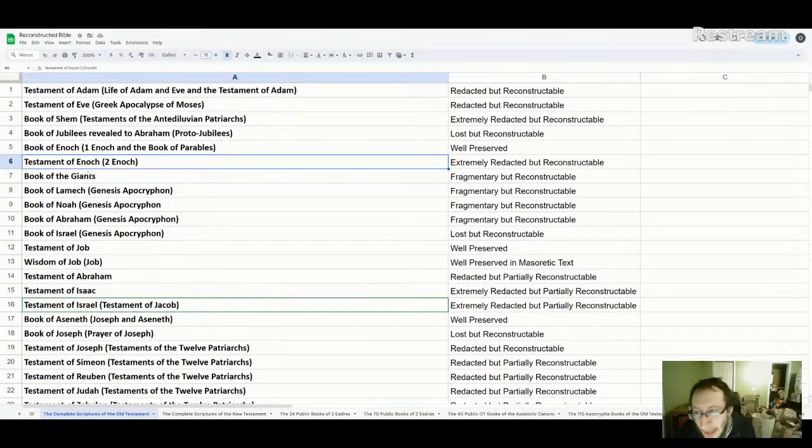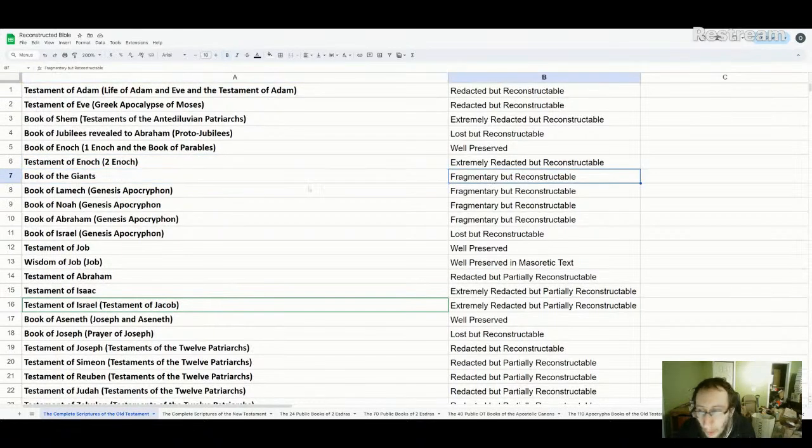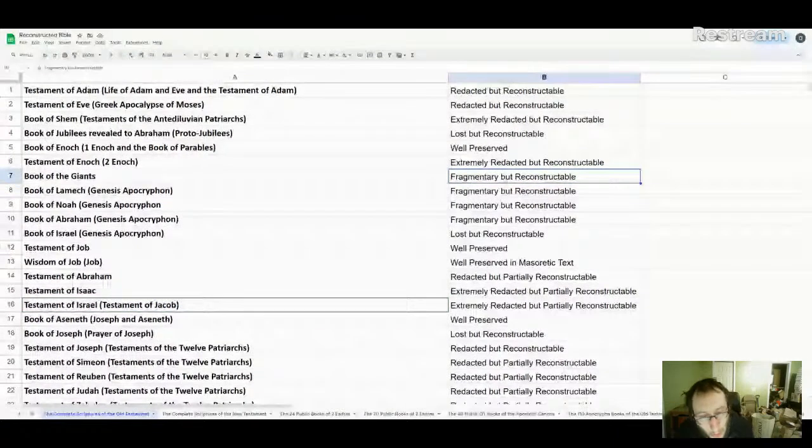Okay, so now we have the Book of Giants. We only have fragments of it, and we also have some summaries and quotes of it.